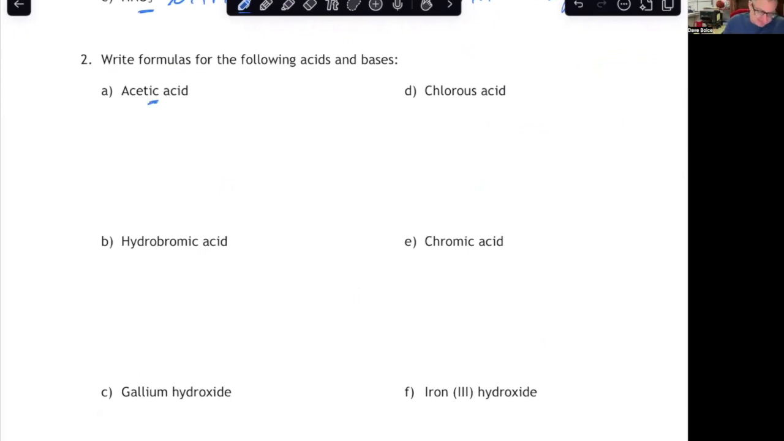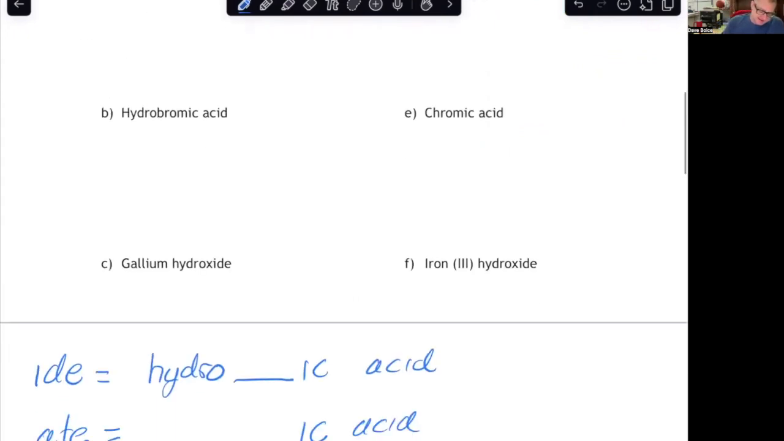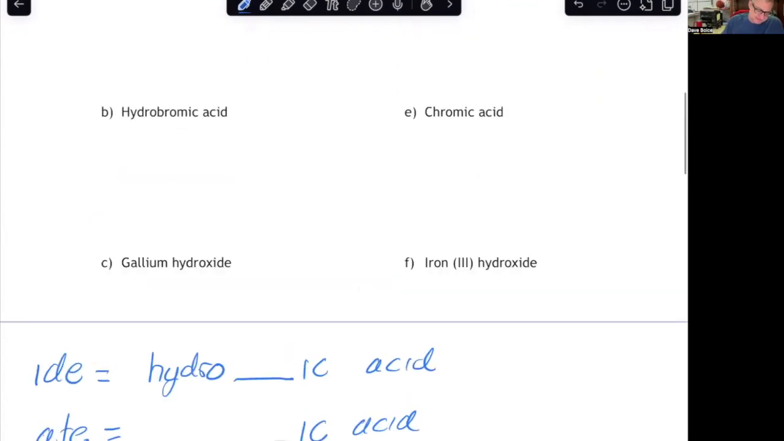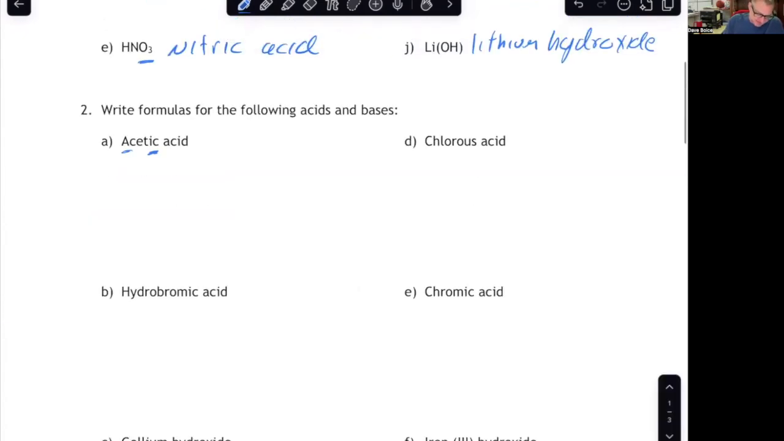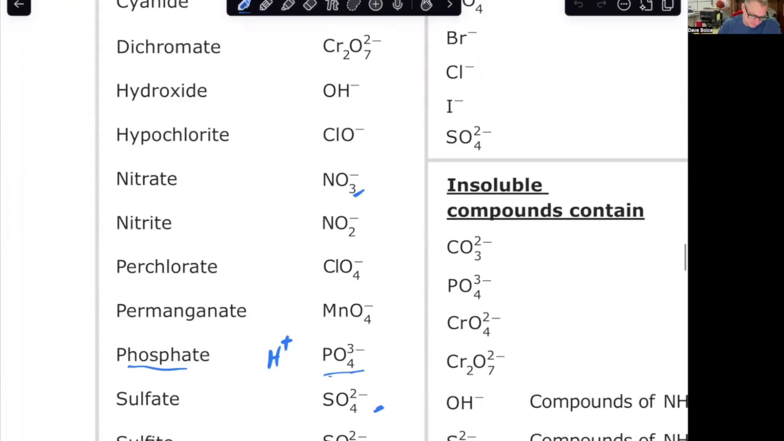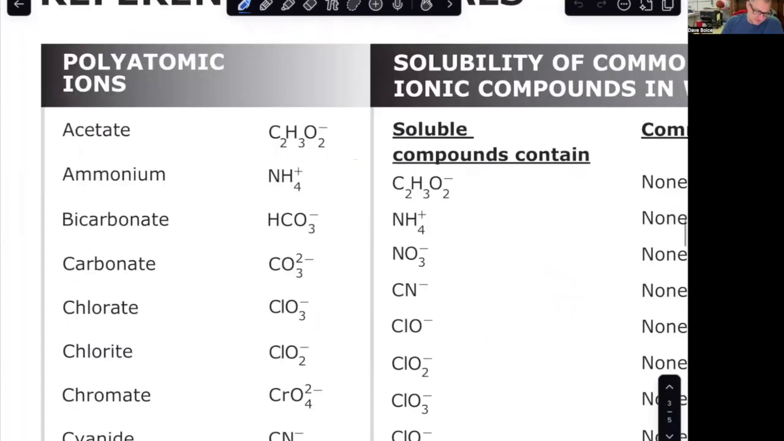So acetic acid, I see no hydro. So this is not a binary acid. This is using a polyatomic ion and it ends in ic. And so ic started with ate. So I need to find something that kind of starts with ace and ends with an ate. So let's see, what do we got? They're in alphabetical order, so let's move up here. And here we go. Something that starts with ace, ate. This one makes sense. Now, to make this an acid, I'm going to need to add a hydrogen to this.